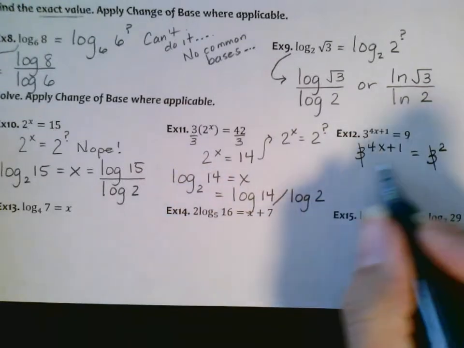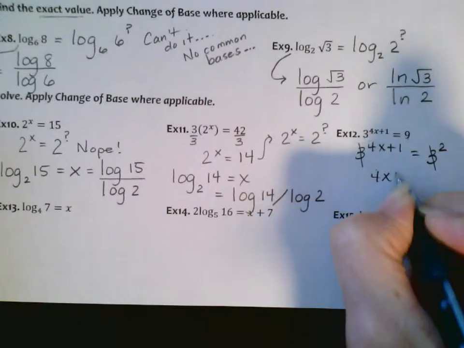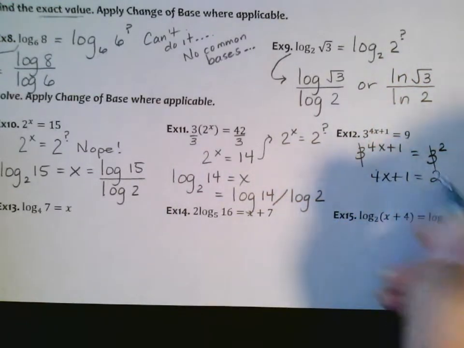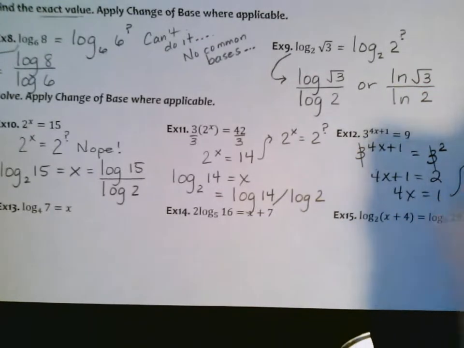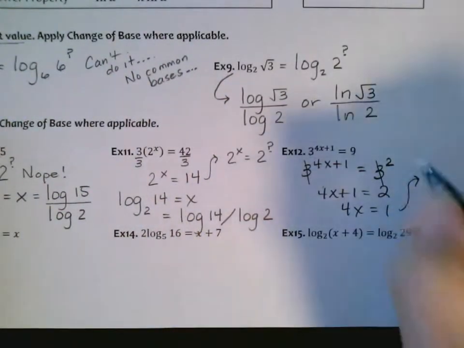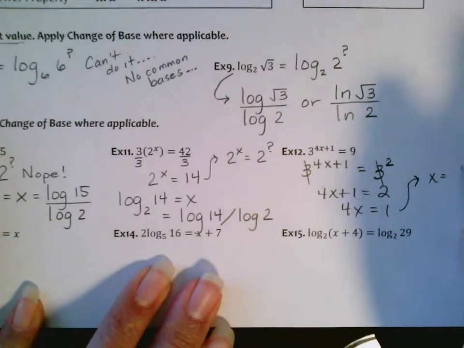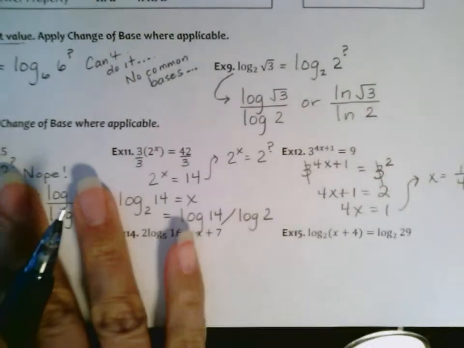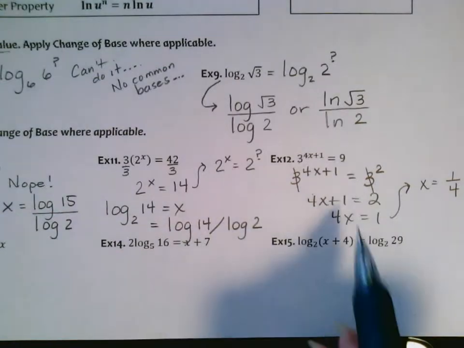We can apply the one-to-one property, leaving the exponents, and solve for x. Subtract 1. And then solve for x by dividing both sides by 4. So x is 1/4. So in this case, we did not need to use change of base because we were able to get a common base of 3.